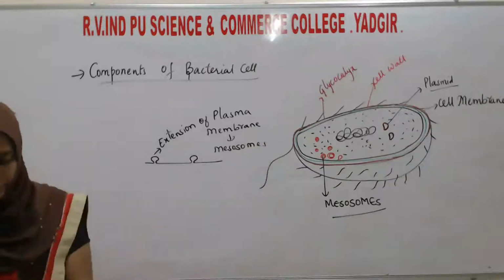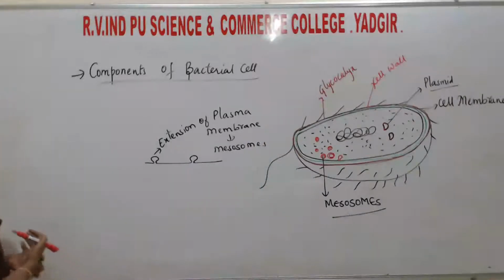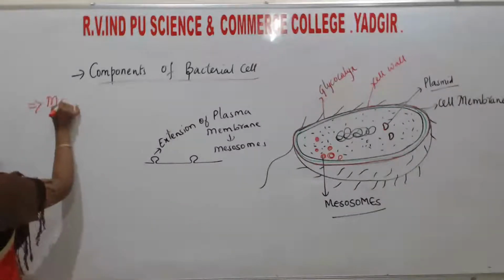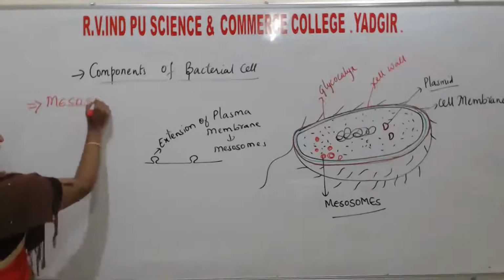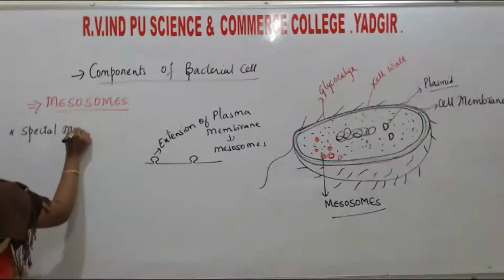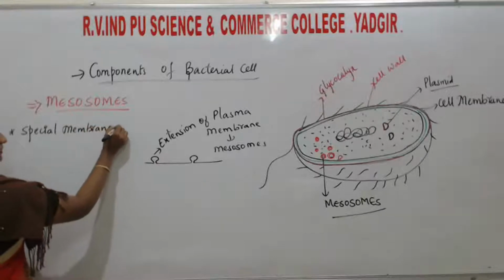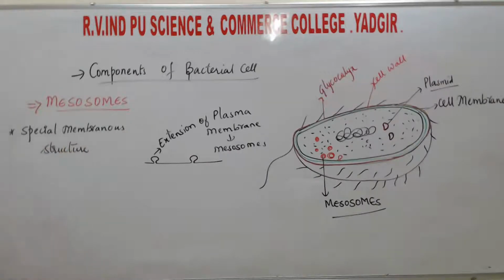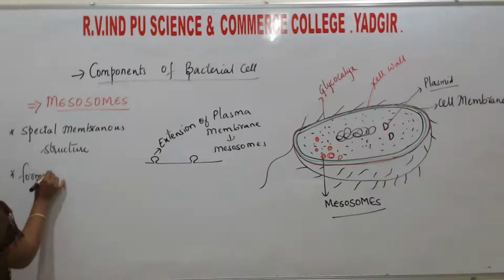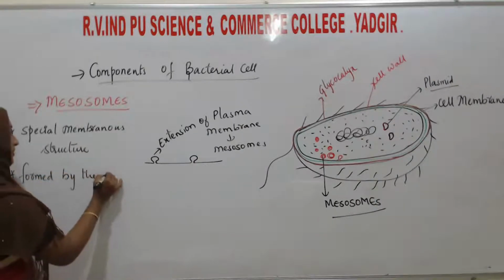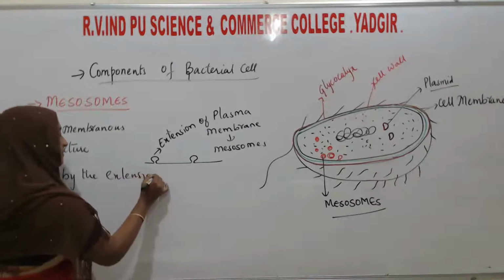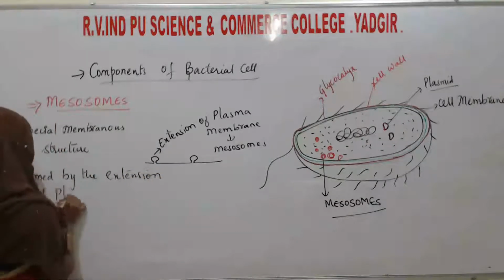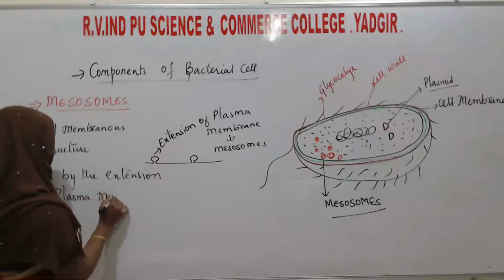So what are mesosomes? A specialized membranous structure. Here you see about mesosomes, membranous structure. Okay, what is it? It is a special membranous structure. How is it formed? It is formed by the extension of the plasma membrane.